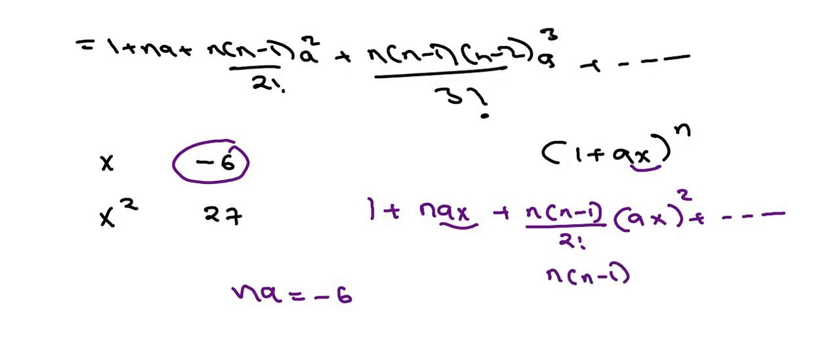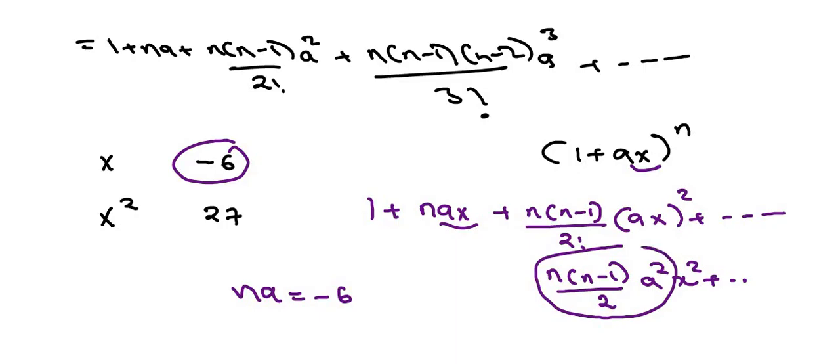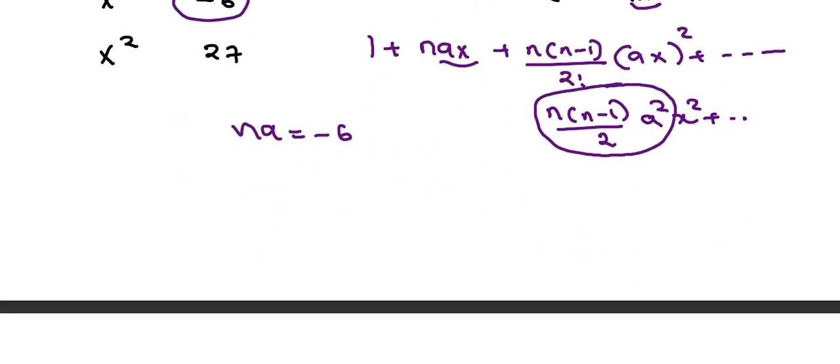This is n minus 1. 2 factorial is the same as 2. This is a squared and x squared. So what's in front of x squared, this whole thing, should be equal to 27. That's what they mean to say the coefficient of x squared was 27. So we need to write this. This is equal to your 27.